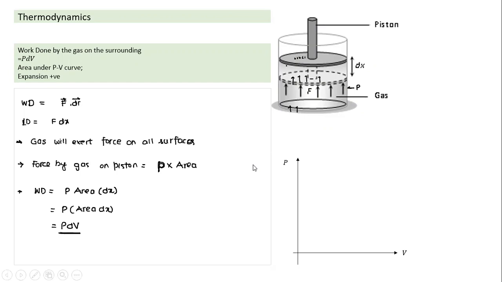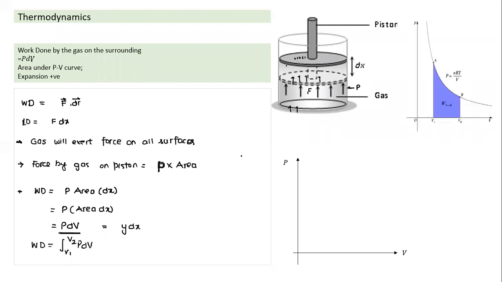And we can also understand this graphically. If this is plotted on the x-axis and this is the y-axis, this term is similar to y dx, and it is the area under the curve on the x-axis. So what is the work done for a larger displacement? Work done when the volume changes from V1 to V2 will be equal to the integral of P dV. And this term is nothing but the area under the PV curve and the V-axis for the corresponding volume. That's what the work done is.